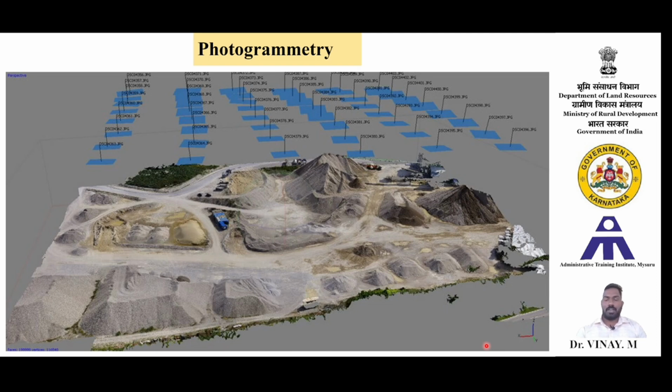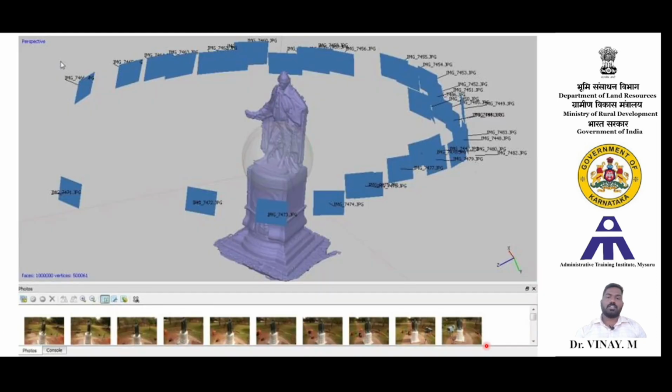In photogrammetry we have two types of technology. One is aerial photogrammetry, if the photographs are captured aerially, and we have one more concept called terrestrial photogrammetry, where the photographs are not taken aerially but terrestrially. These terrestrial photographs help us create a 3D model of any feature. We call this close-range photogrammetry as well.